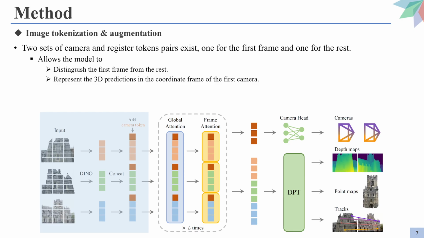Here, one thing to note is that there are actually 2 sets of token pairs, one set used only for the first frame and another shared by all other frames. This allows the network to reliably distinguish the first frame and to express all 3D outputs using the first frame's camera coordinate system. In other words, the first frame acts as a world coordinate anchor.